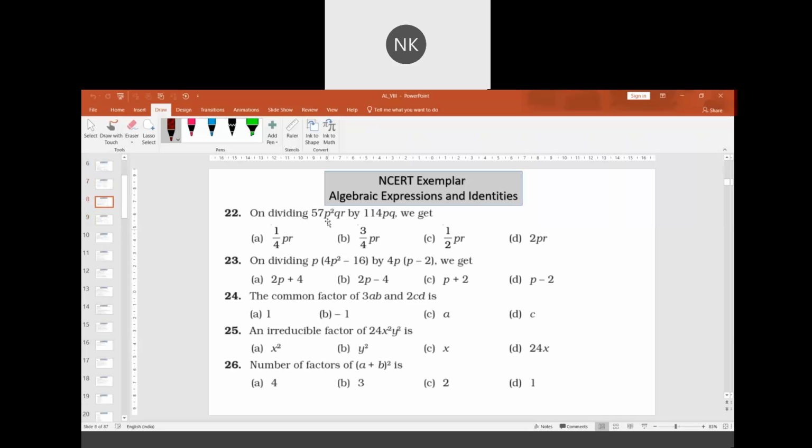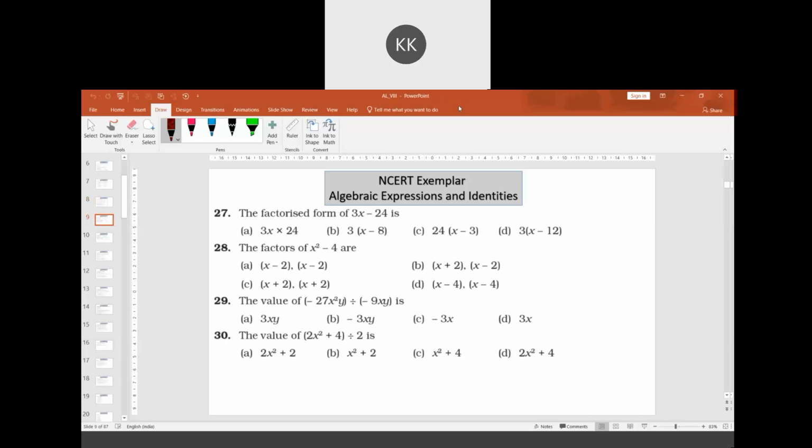This is p square, q, r. We have done this. I remember a plus b whole square. It has two factors, a plus b and a plus b. Now we shall move on to the 27th question onwards.